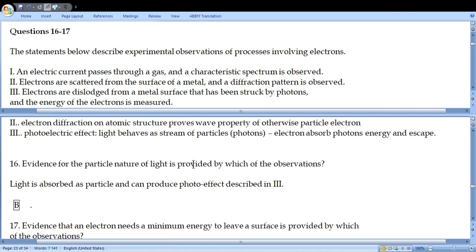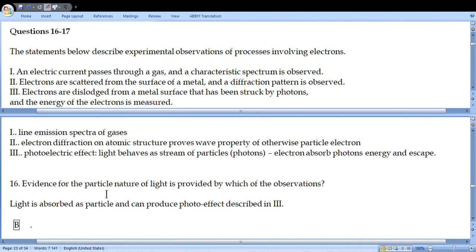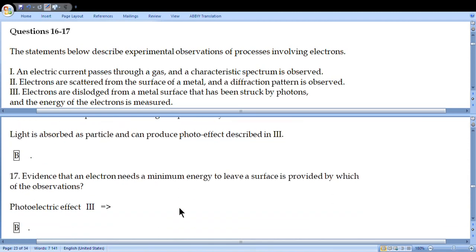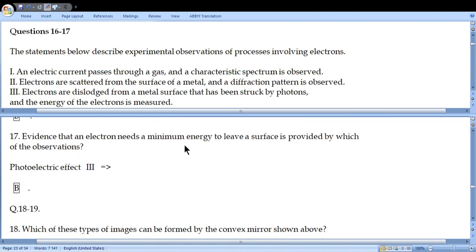Evidence for the particle nature of light is provided by which of the observation? As I discussed, particle nature of light is provided by 3. So light is absorbed as particle and can produce photo effect described in 3. Evidence that an electron needs a minimum energy to leave a surface is provided by which of the observation? Again, photo effect, it is 3.